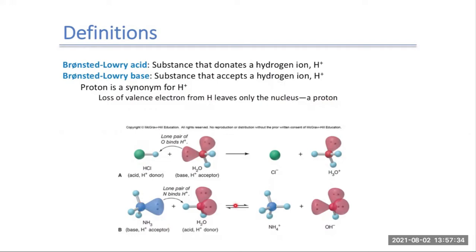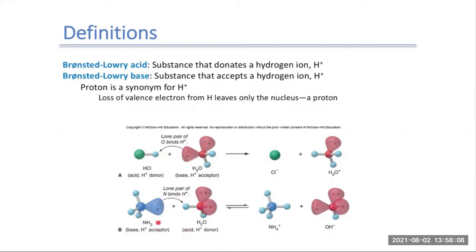If we look at a couple of different acid-base reactions down here, I have HCl, which has a chlorine and a hydrogen, and then we have water. The lone pair from the oxygen on water is going to bind to the H plus, which will leave us with a chloride minus and a hydronium, H3O plus. You can see that hydrogen is now on the water molecule. We transferred the hydrogen over.